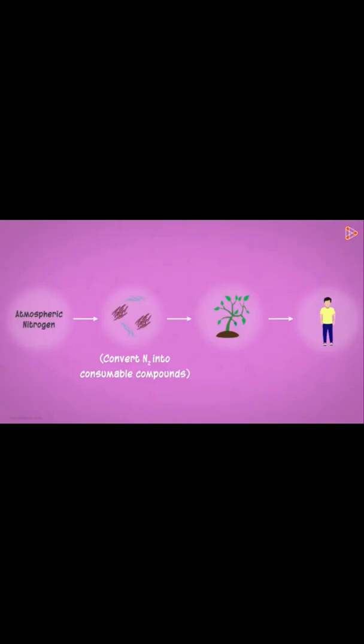For animals and for us humans to consume nitrogen, we need the help of the microorganisms who convert it into consumable compounds, and plants that synthesize the compounds, and then humans and animals can consume the nitrogen from the plants that we eat.